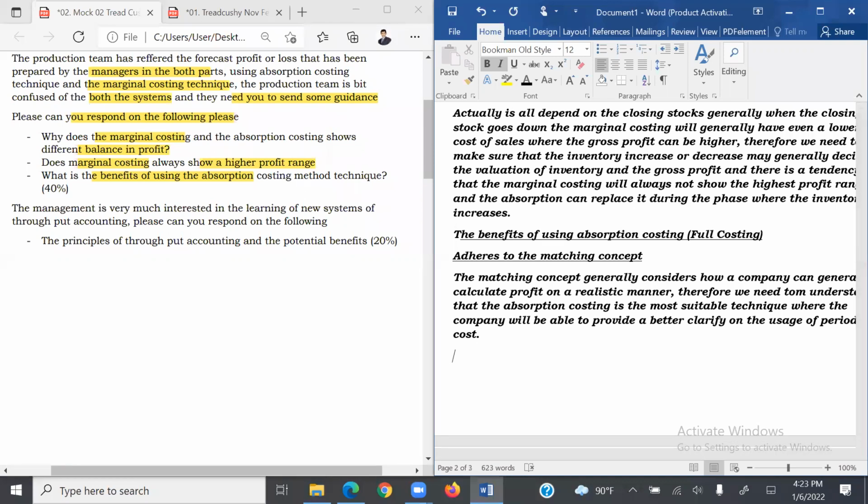The second thing is, students, it provides a detailed picture.